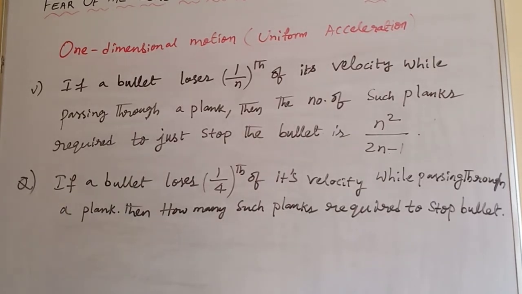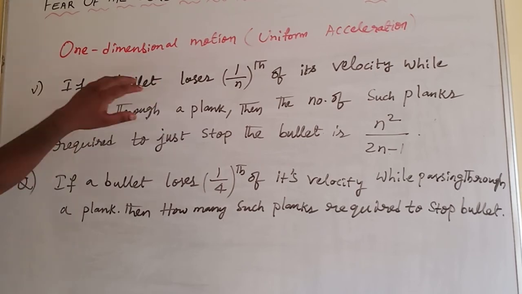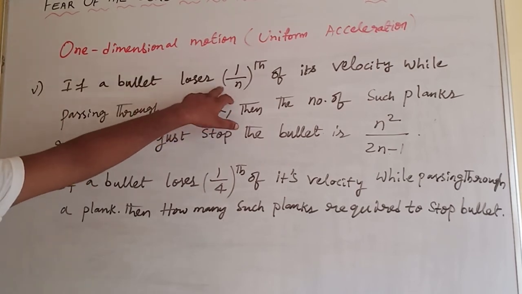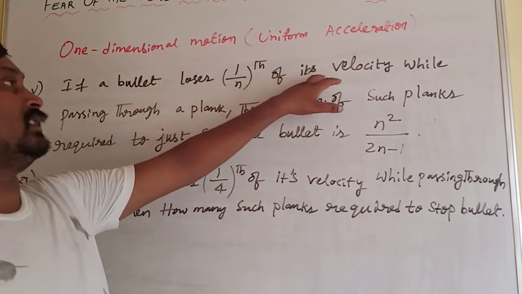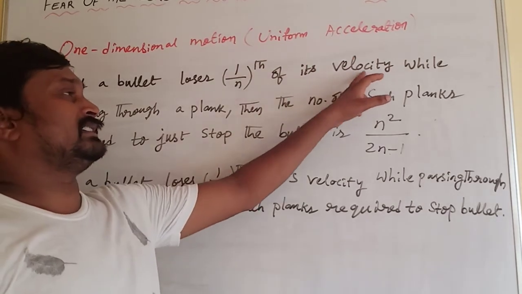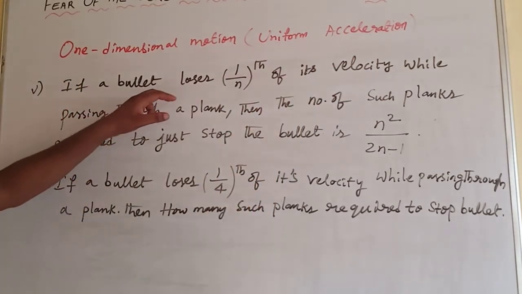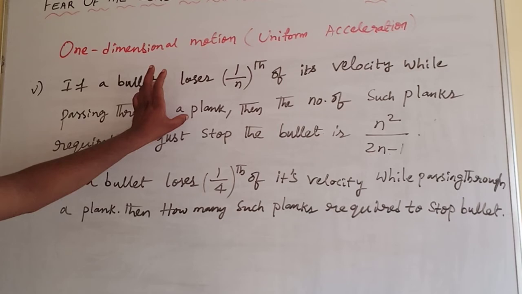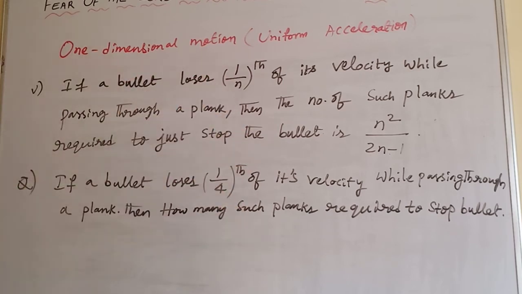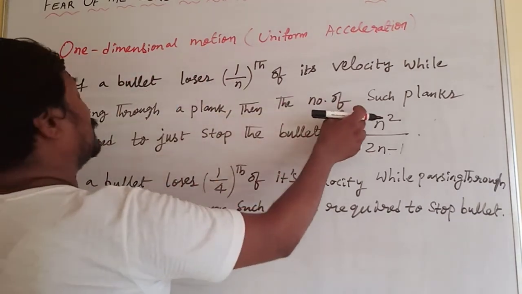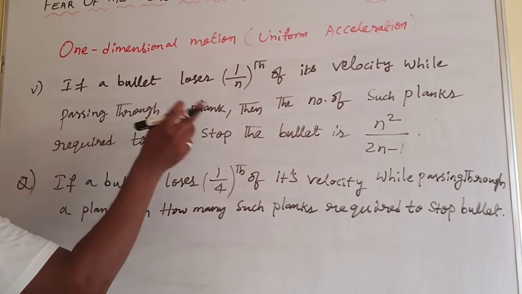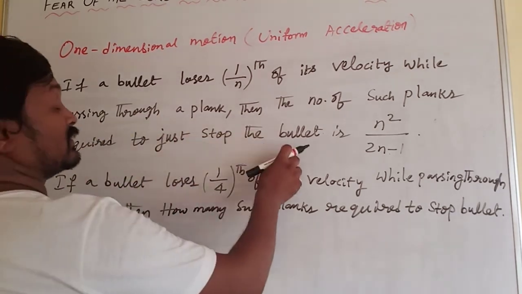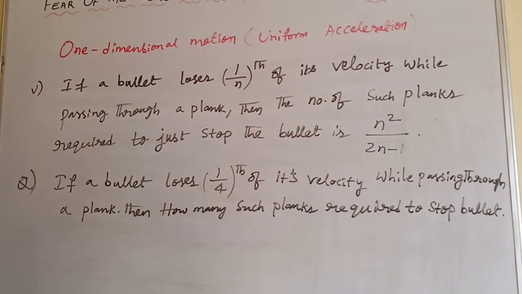Alright, next one is this. If a bullet, it is very interesting. If a bullet loses 1/nth of its velocity while passing through a plank, meaning some object, or we can say some obstacle. Okay, a plank is nothing but an obstacle. Then the number of such planks required to just stop the bullet is n square upon 2n minus 1.